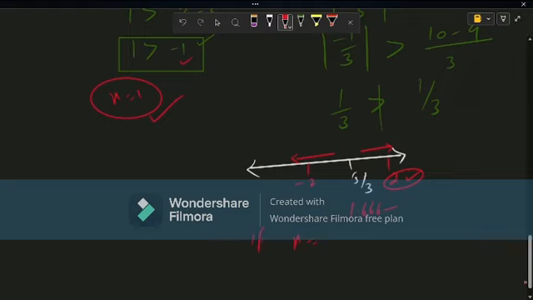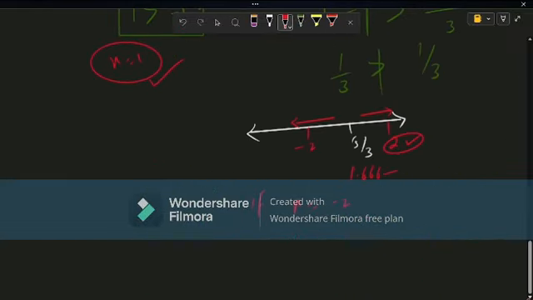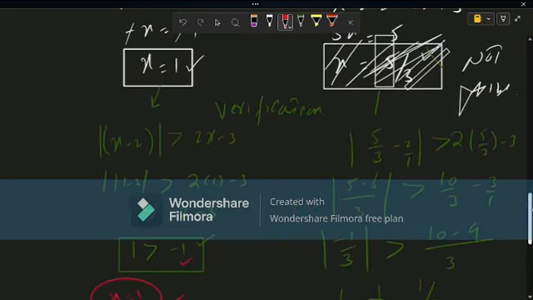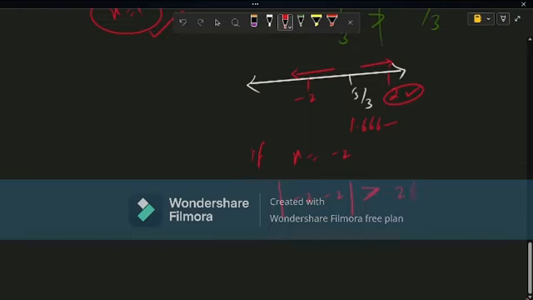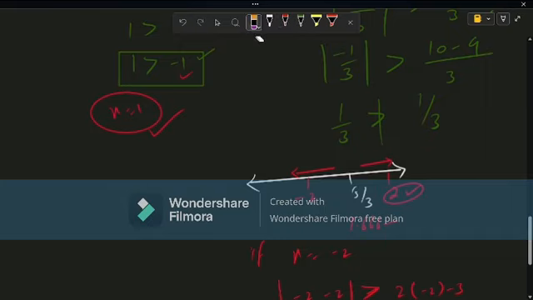If x equals minus 2, then |minus 2| is greater than 2 times minus 2 minus 3. So 2 is greater than minus 4 minus 3. 2 is greater than minus 7. That holds. It's fine. x equals minus 2 is also fine. So let's enclose it in a bracket. x equals 1 and x equals minus 2. These both are fine.